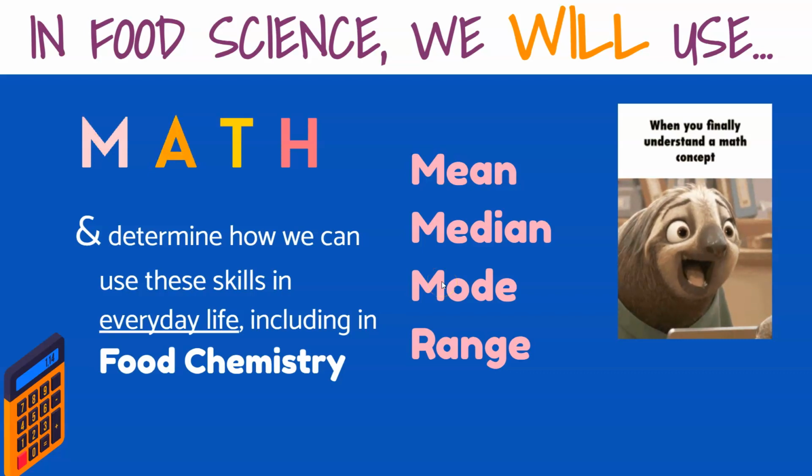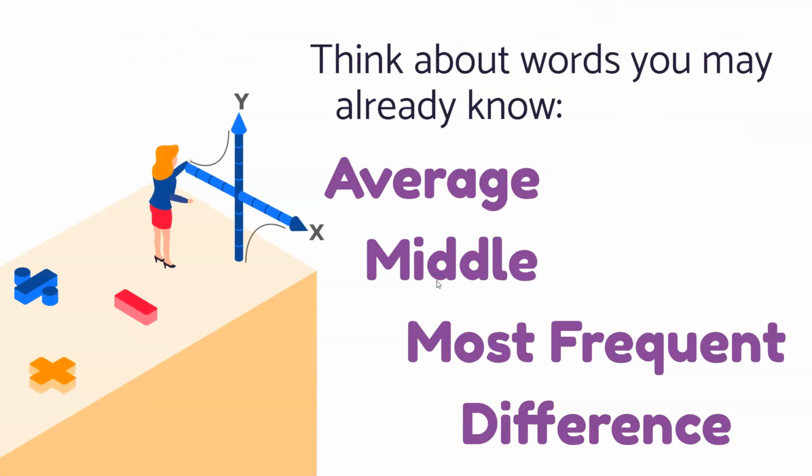In food science, we will use math, like I said, and how can we use math in everyday life, like food chemistry, like we're going to do in this class? So the four really easy things that we're going to do with numbers is mean, median, mode, and range. Some of the words you might already know that are associated with these, whether you know it or not, is average, middle, most frequent, and difference. So this is just different ways of saying what we just went over with those words.